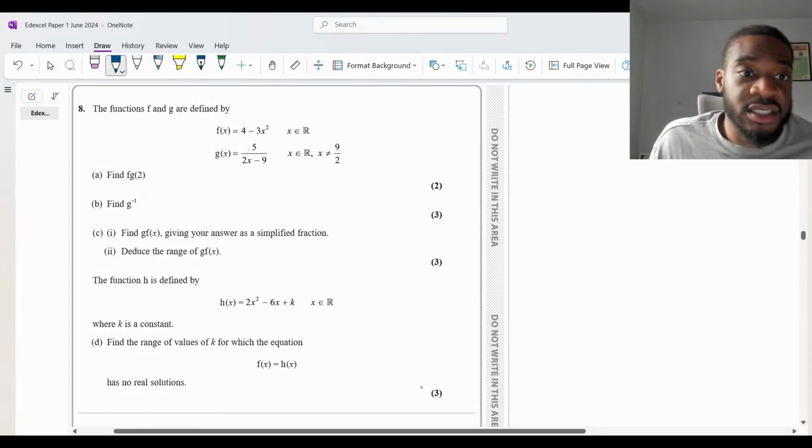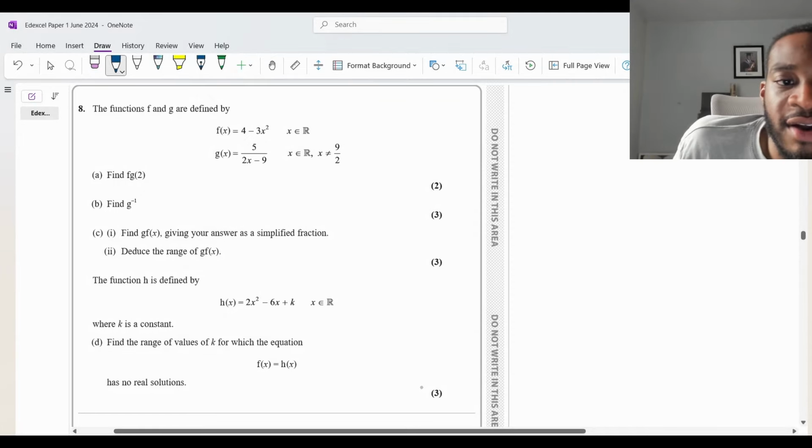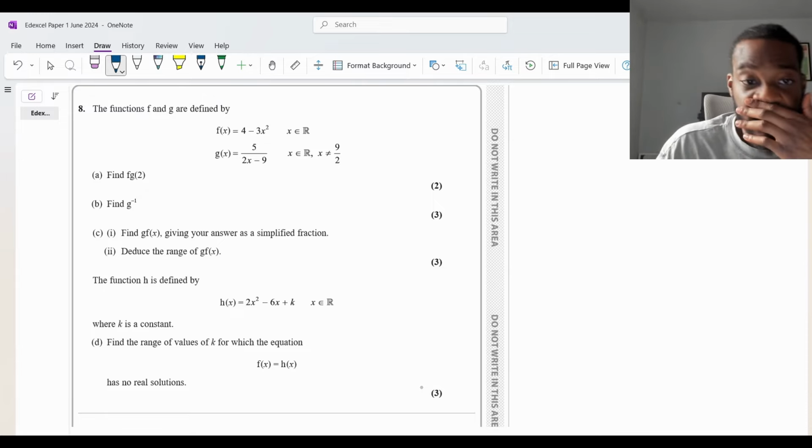Okay, so question 8 says the functions f and g are defined by f of x is equal to 4 minus 3x squared, for x an element of the reals.